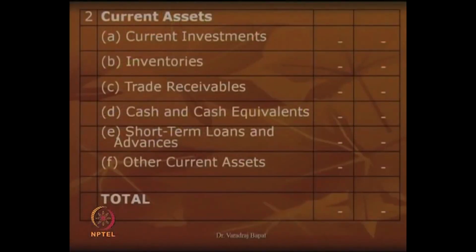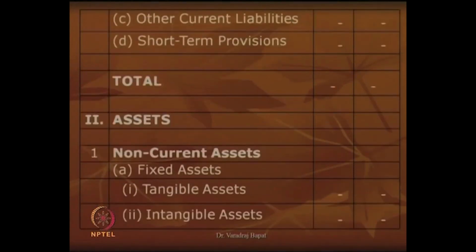Okay. And last F, if anything does not fall in A, B, C, D, it will be clubbed as other current assets. So, now you can see here all assets were divided into 2 categories.